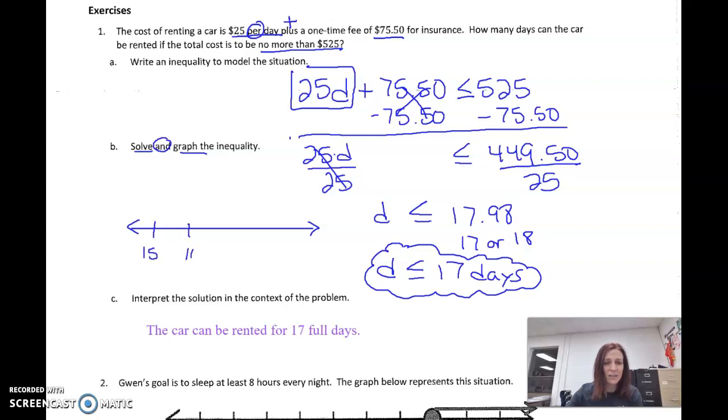15, 16, 17, 18, 19. Remember, we put a circle on the 17. Open or closed? Well, since it can be equal to, we fill it in. And we draw our arrow talking about all the days that are less than 17. So that means to the left.